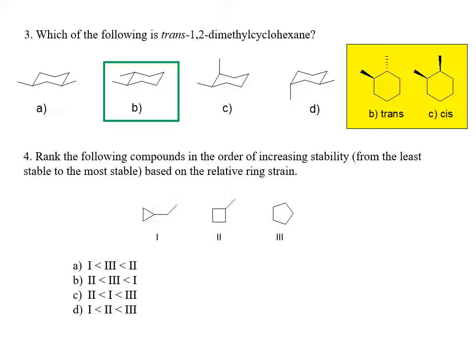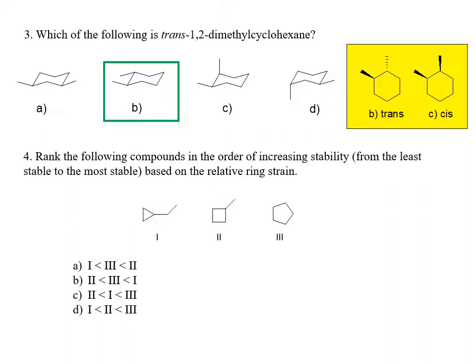Rank the following compounds in the order of increasing stability, from the least stable to the most stable, based on the relative ring strain. So here we have 3-membered ring, ethyl cyclopropane, 4-membered ring, methyl cyclobutane, and 5-membered ring, cyclopentane. Based on the strain, cyclopropane exhibits the highest degree of strain. It exhibits very high torsional strain and very high angle strain. That means it's going to be the least stable of the three. So, or highest energy compound. So we list it first.